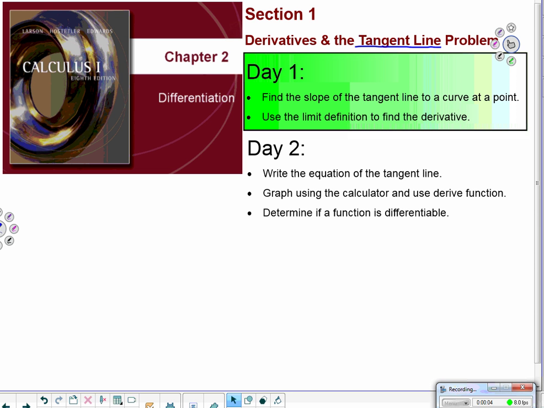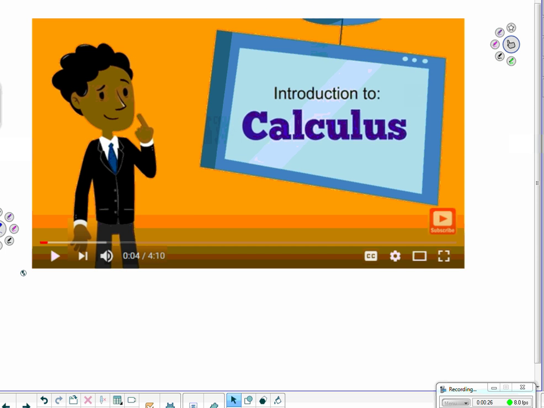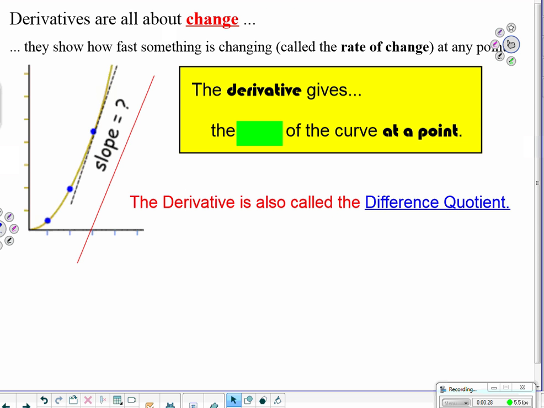Okay, welcome. Let's look at Chapter 2, Section 1. We're going to divide this into a couple days. The first day we're going to focus on what is a derivative and a tangent line. So we're going to look to find the slope of the tangent line at a point, which that'll be interesting. And we'll use the limit definition to find the derivative. So some new vocabulary coming your way.